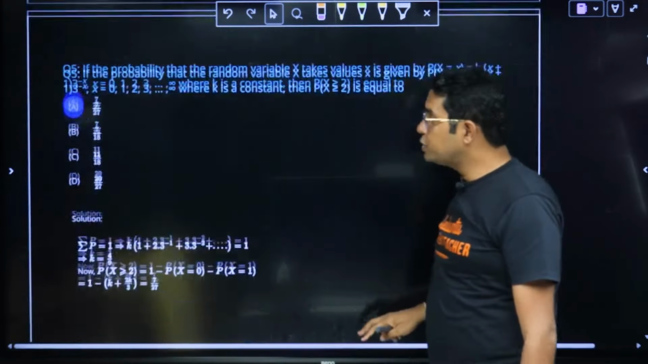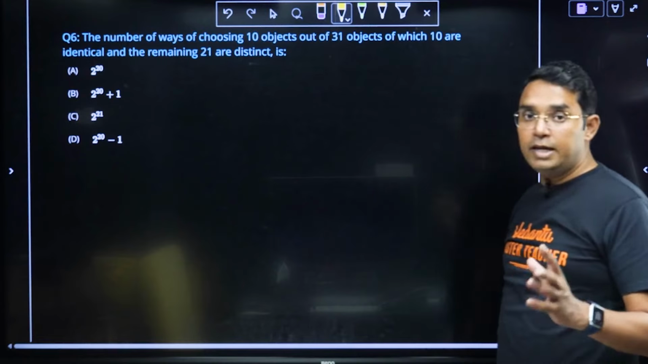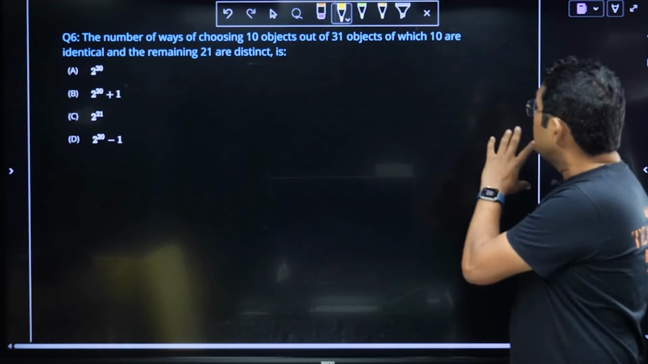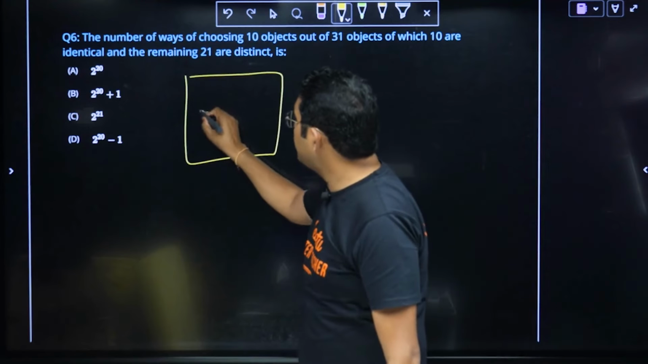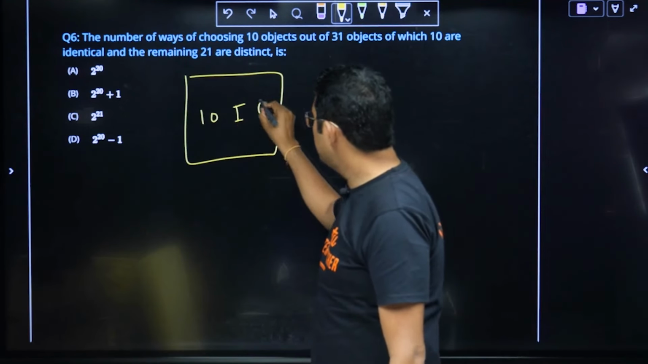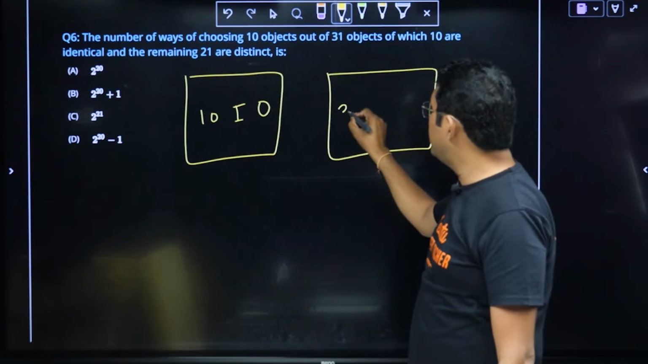Okay, moving to the next question, that is question number 6. Number of ways of choosing 10 objects out of 31 objects, out of which 10 are identical and 21 are distinct. Okay, so let us make a box of 10 identical objects, and let us make one more box of 21 distinct objects, and we have to choose 10 objects.